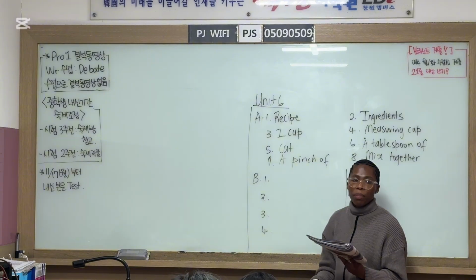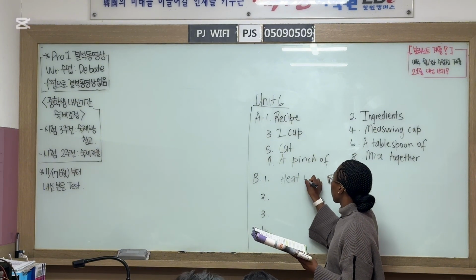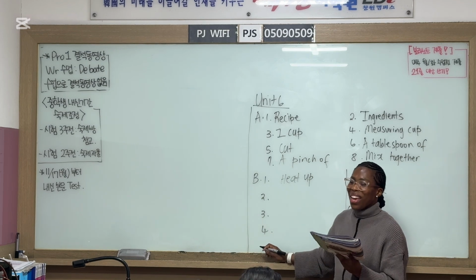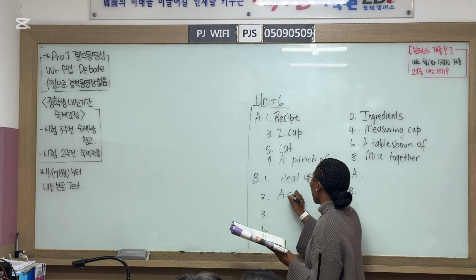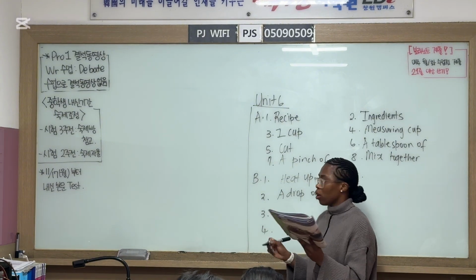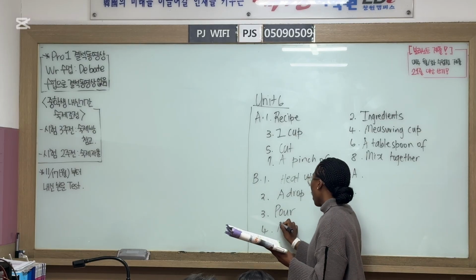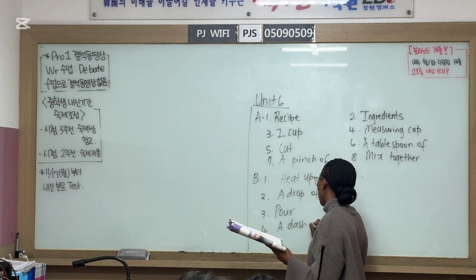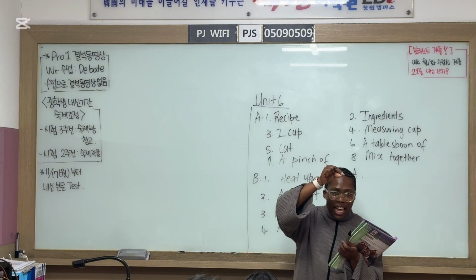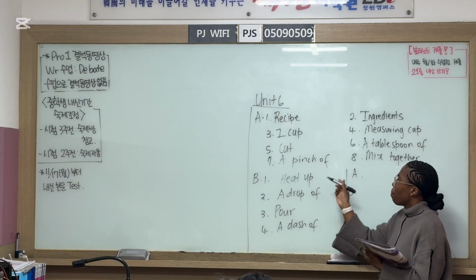What's the phrase for B number 1? Heat up. And number 2? A what? A drop of. A drop of. And number 3? Pour. Number 4? A dash of. We said after pinching, then there's a dash. Okay? Let's go to match now.